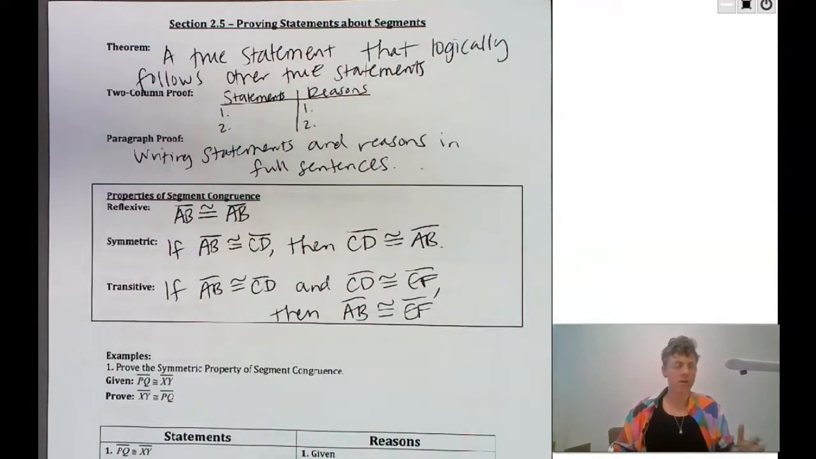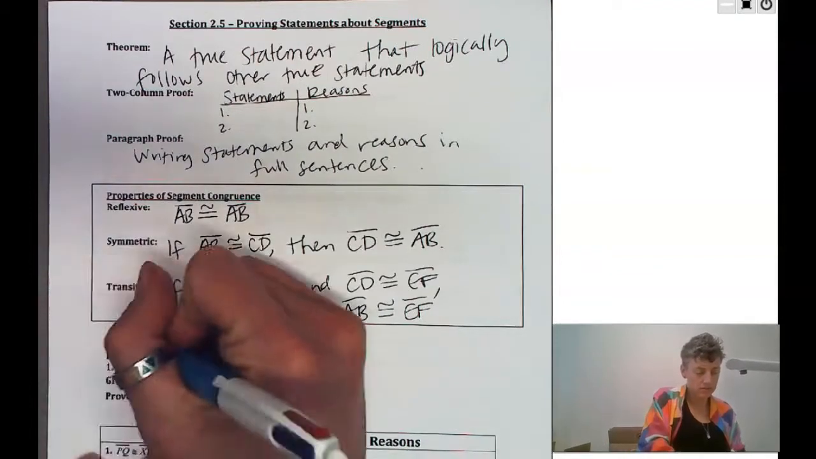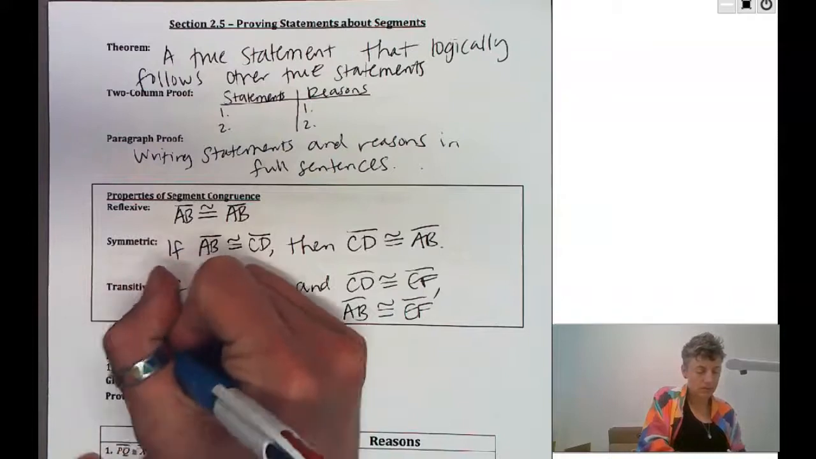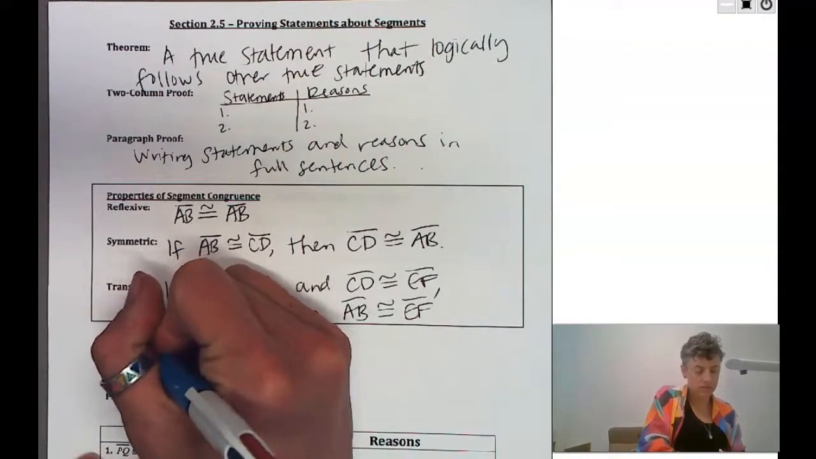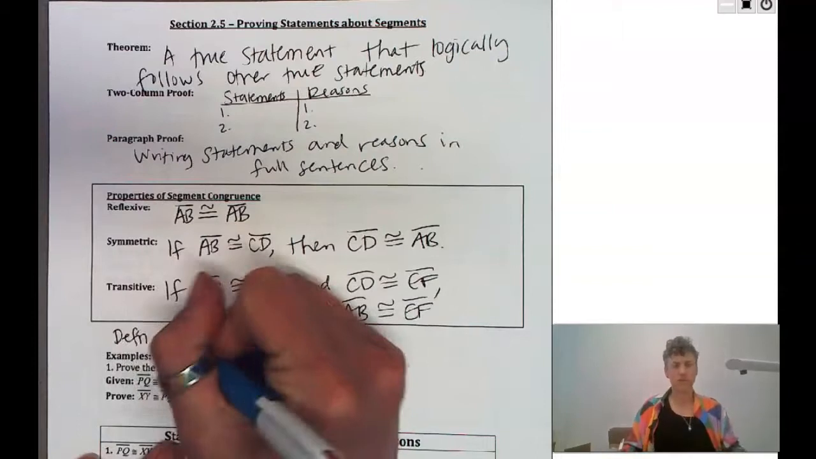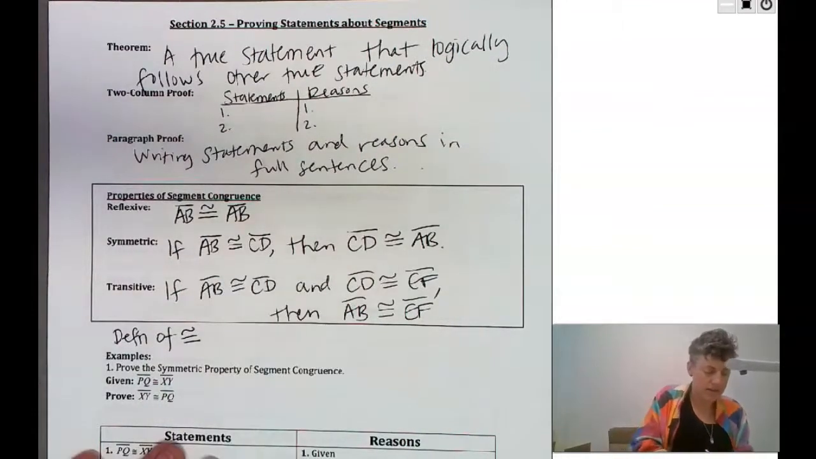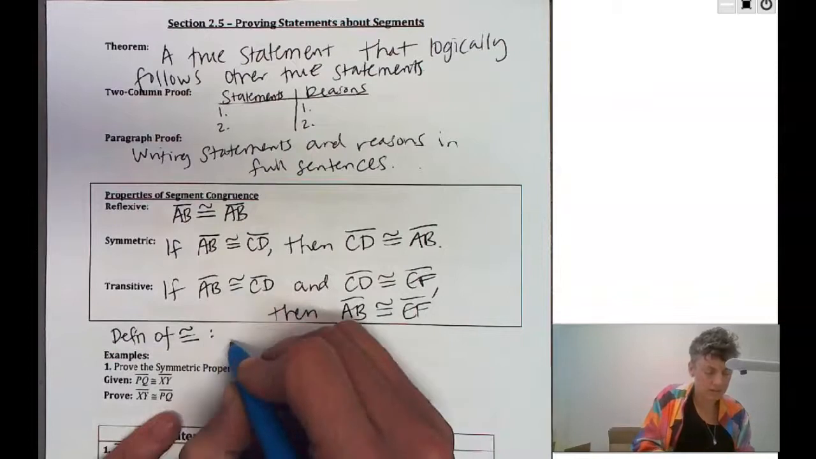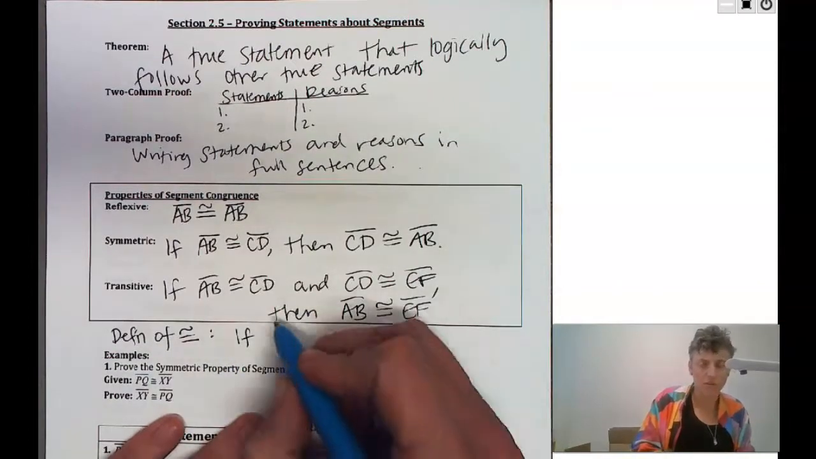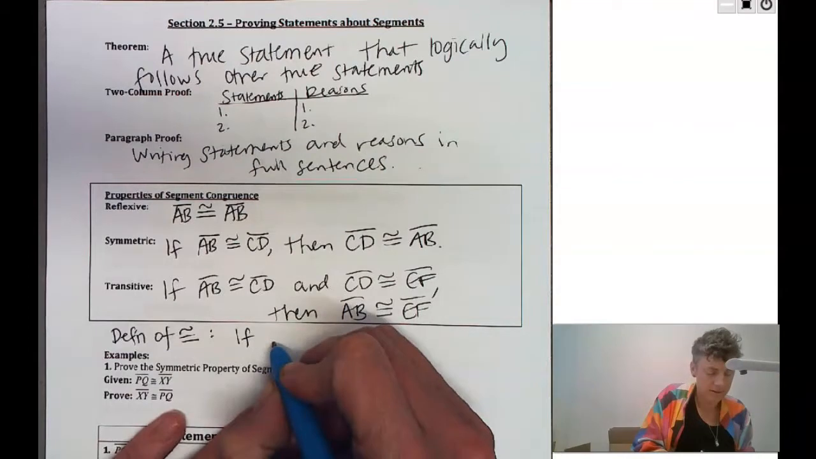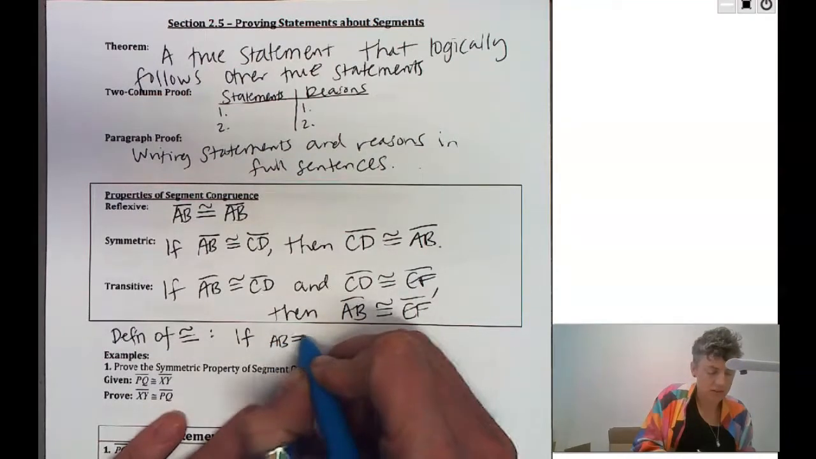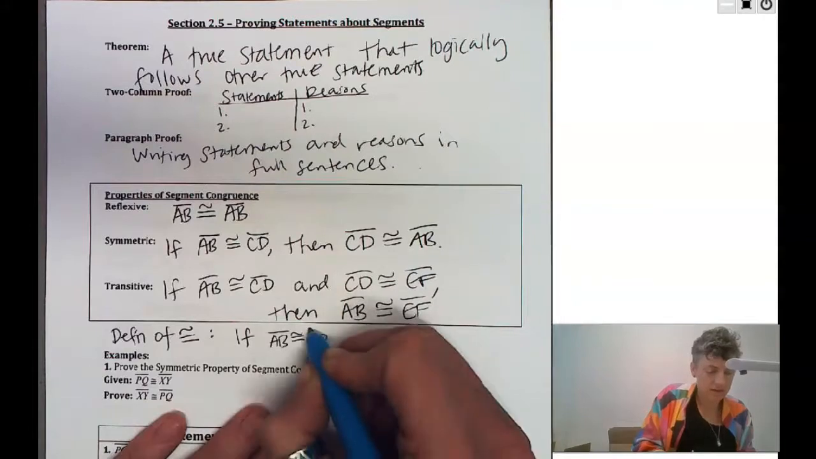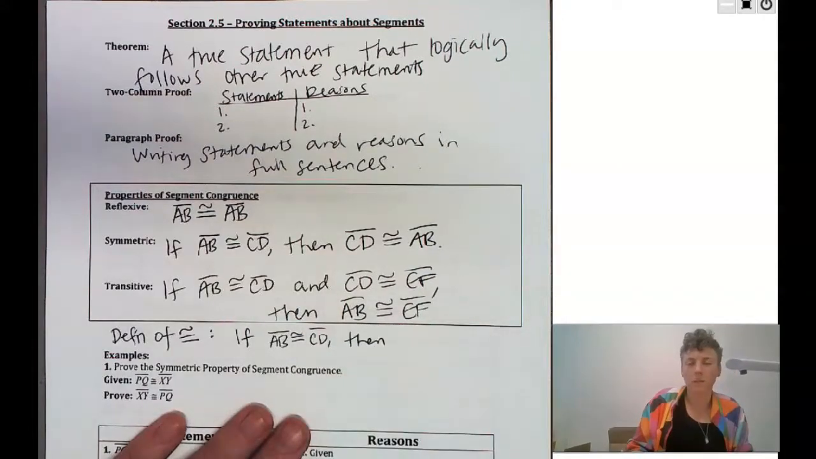Cool. One other thing I want us to remind ourselves about is the definition of congruence. And I'm going to abbreviate it as "defn of congruence." That says if something is congruent, let's say segment AB is congruent to CD. If two segments are congruent, then their measures are equal.